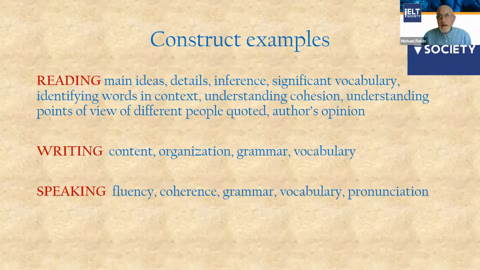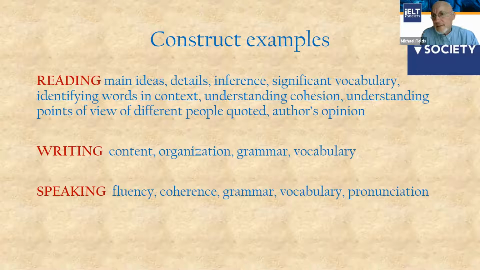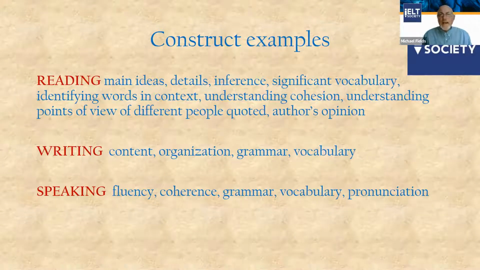These would all be examples of parts of a construct. And we don't need to include all of these to create a valid test. But if we're only testing details, and I've seen so many tests that teachers have created where the only thing tested is details, I think this is a less valid reading test, because if we only test details, it creates a construct underrepresentation. And then for writing, we might want to consider content, organization, grammar, and vocabulary. And I've seen so many writing tests where really only grammar is considered.